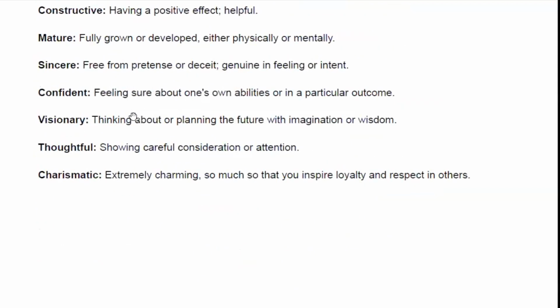And the last word I really wanted to show you guys was the word charismatic, okay? So extremely charming, so much so that you inspire loyalty and respect in others. People like to say that they're funny or they're social, okay? Charismatic kind of covers all of that. Somebody who has charisma, somebody who can get people to listen to them, that person is funny, is social, is entertaining, is extroverted. He or she is all those words put together, okay?